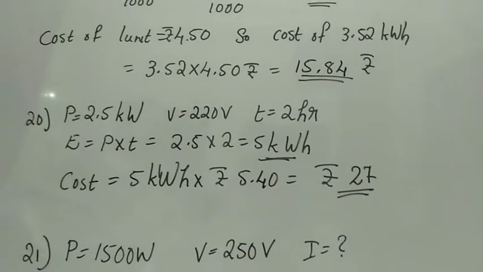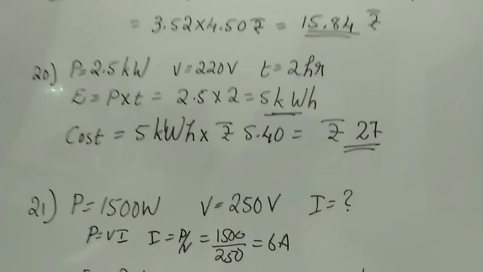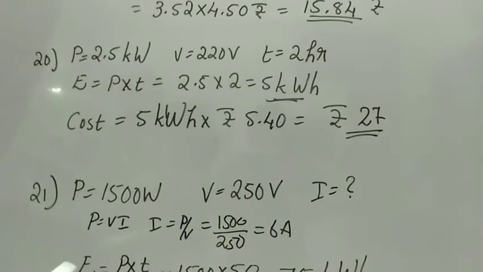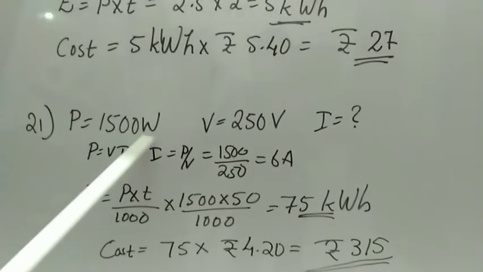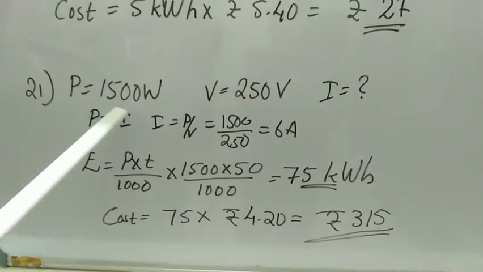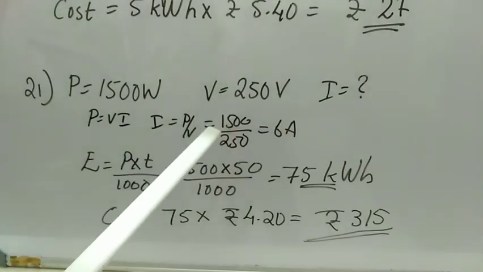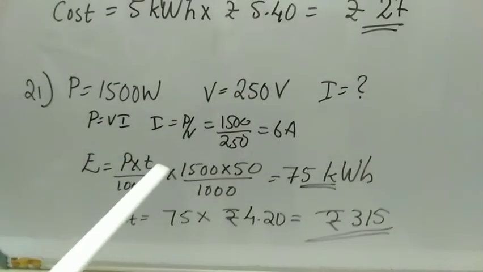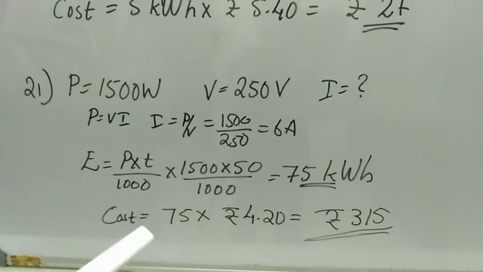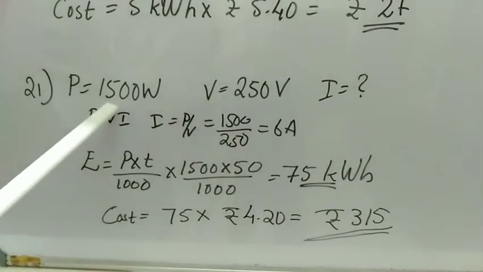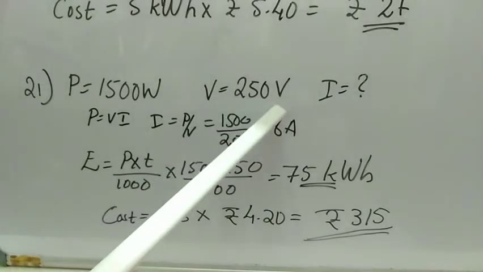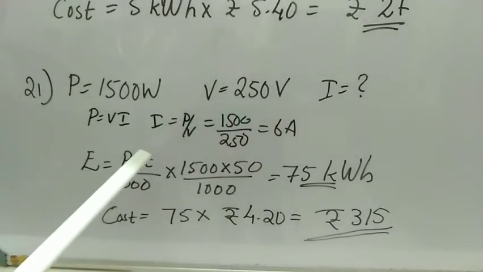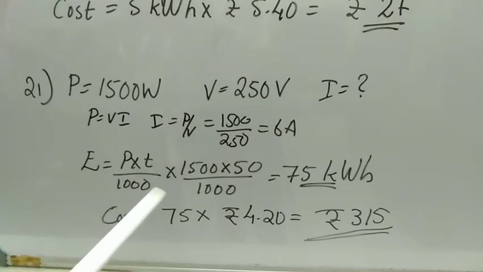Now the last question in this chapter, question number 21. A geyser is rated 1500 watt. So power is given, 1500. 220 volt, voltage is 220. This geyser is connected to 250 volt. So power is 1500 and voltage is 250 volt. Calculate the current drawn. We have to calculate I, and the energy consumed in 50 hours, and the cost of the energy consumed if the rate is 4 rupees 20 paise per kilowatt hour.